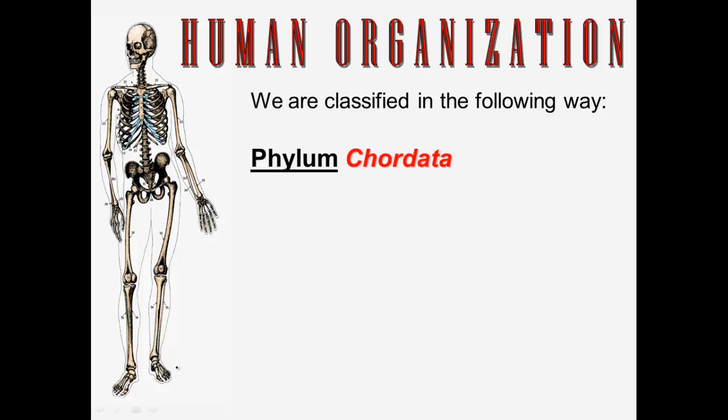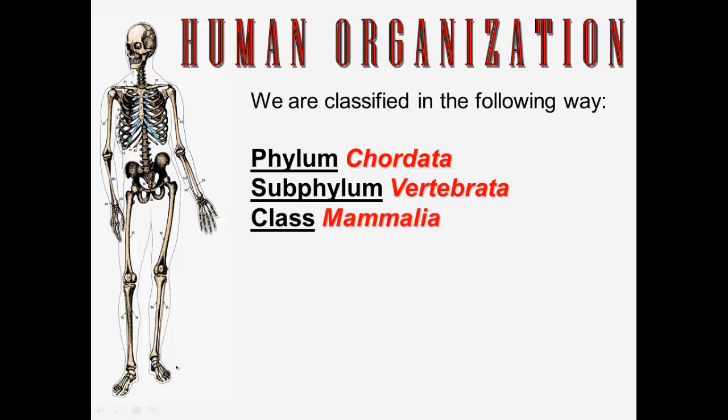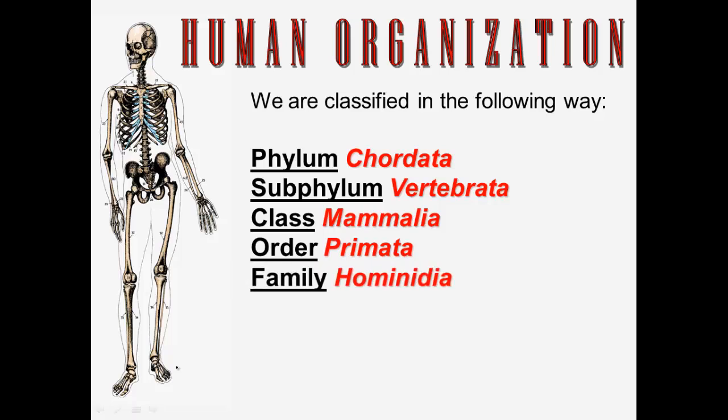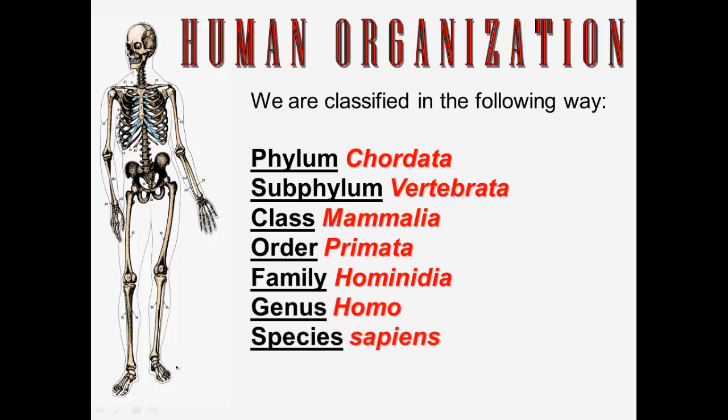We are in phylum Chordata because we all have a spinal cord. We are in subphylum Vertebrata because we have vertebrae protecting our spinal cord. We're in class Mammalia because we have all of the characteristics of mammals like fur and mammary glands. We are in order Primata because we are primates, and in family Hominidae because we are hominids. We are bipedal, we walk on two legs, and of course genus Homo and species sapiens, which is different than some of the other hominids from the past like Homo neanderthalensis or Homo heidelbergensis.